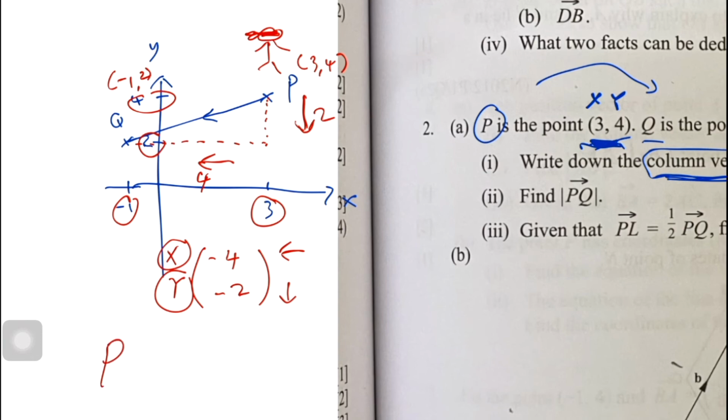If the question asks you to write down the column vector, column vector means directions, the instruction to move from one point to another point. And this is the answer. So how many marks is this? 1 mark only. So very simple.